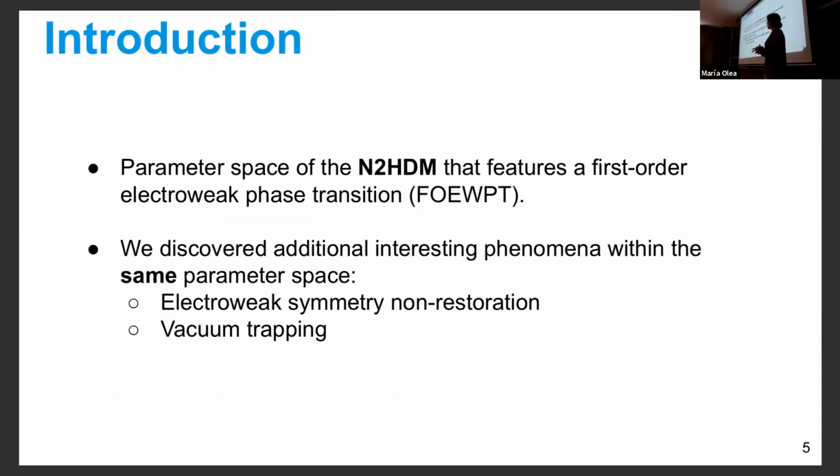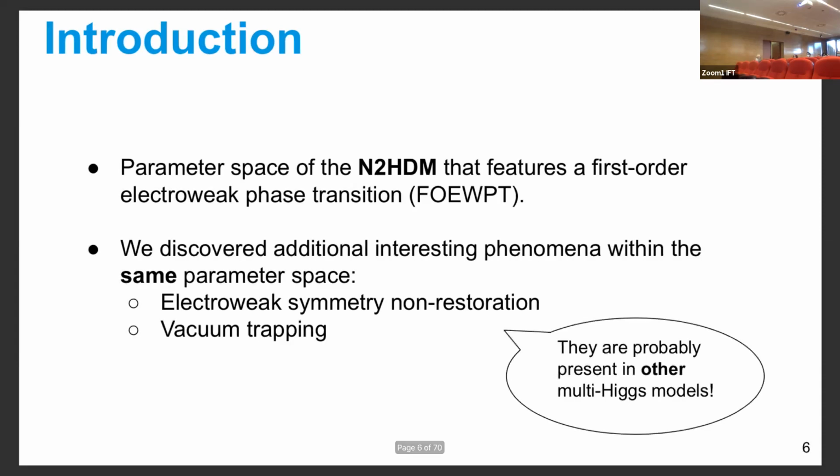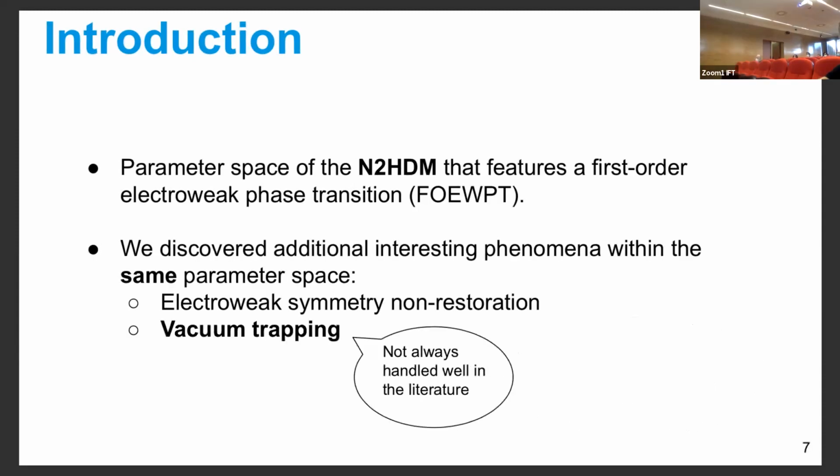And surprisingly, we discovered interesting phenomena within this parameter space that lead to a non-usual cosmological evolution, namely electroweak symmetry non-restoration at high temperatures and vacuum trapping. And it is interesting that these phenomena are most probably present in other multi-Higgs models. So it is not bound to the special structure of the Higgs sector of the next-to-two-Higgs-doublet model. Another remark is that the effect of vacuum trapping hasn't always been handled well in the literature, and it has often led to misleading specifications of the physical parameter space in many studies.